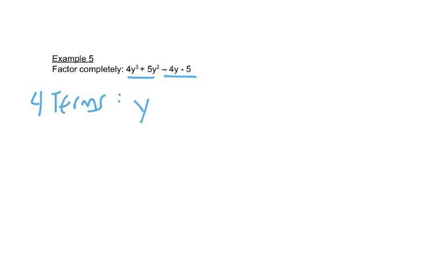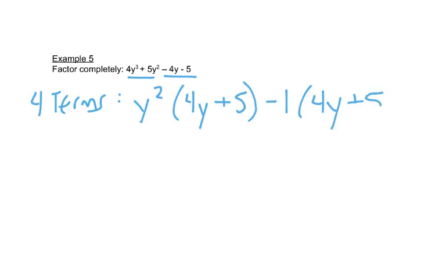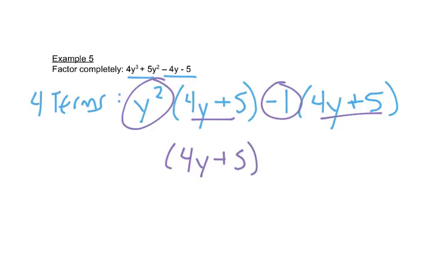have a y squared in common, so we'll write that out in front. If I pull out a y squared, I have 4y left in the first term and 5 in the second term. Now in the last 2 terms, there isn't anything in common except for that negative, so we'll write a -1. That changes the 4y to positive and the 5 to positive. And now these match, so we have 4y plus 5, and then we have y squared minus 1.